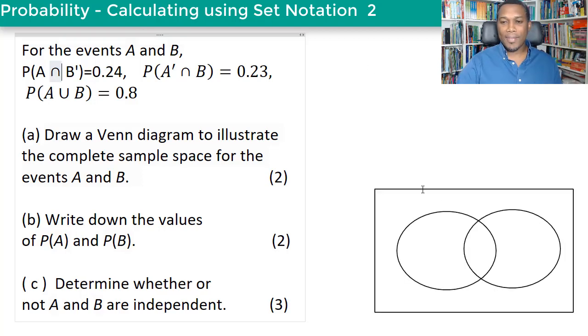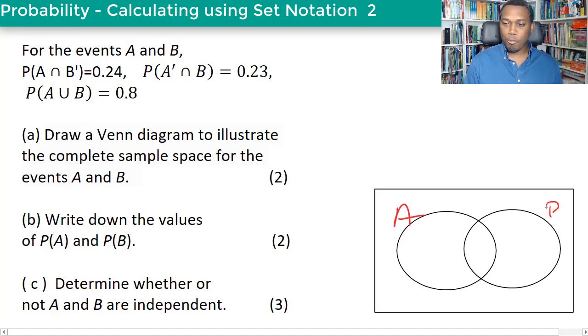We had A intersection B complement. Let me just label. So we have A, we have B. I'm going to do this a bit faster than before. And A intersection B complement: everything that is not in B, but it is in A. That's this section of the Venn diagram. We looked at this in a previous question. Hopefully you were able to make that connection.